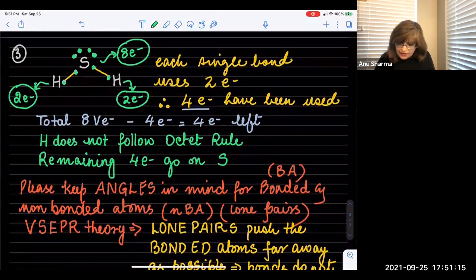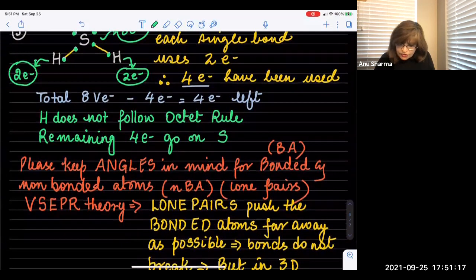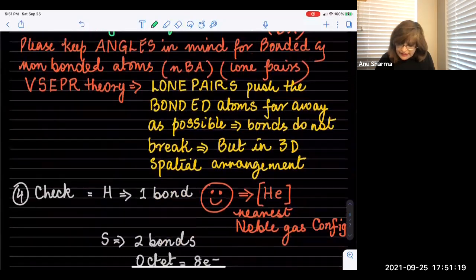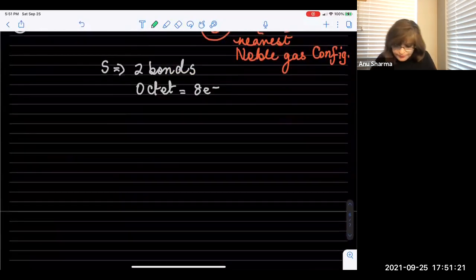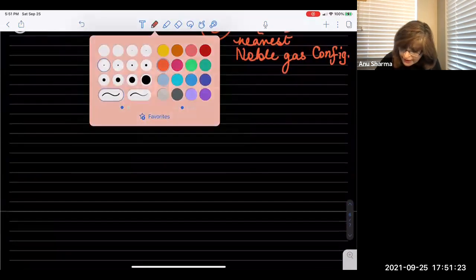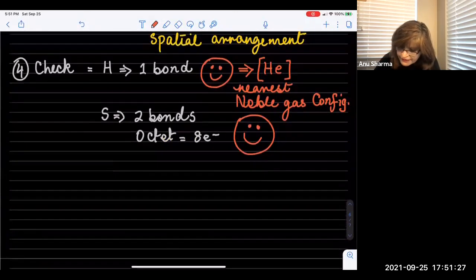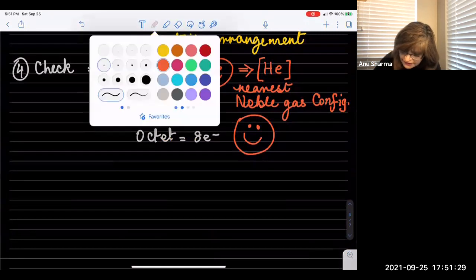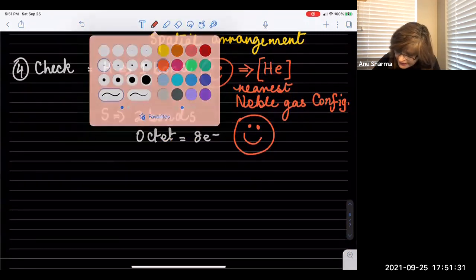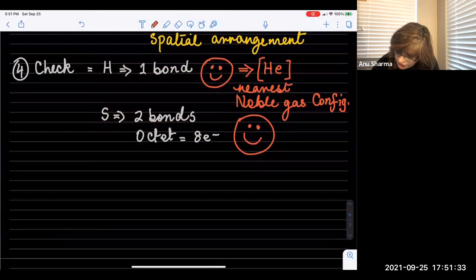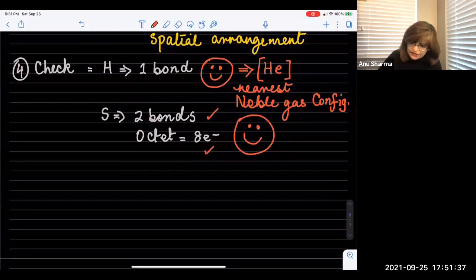So this is the deal when sulfur makes 2 bonds. That's when it's connected with hydrogen. Now that's a very happy state. So let's write this down here. Sulfur looks like the nearest noble gas, and the octet is met. So you understand that.